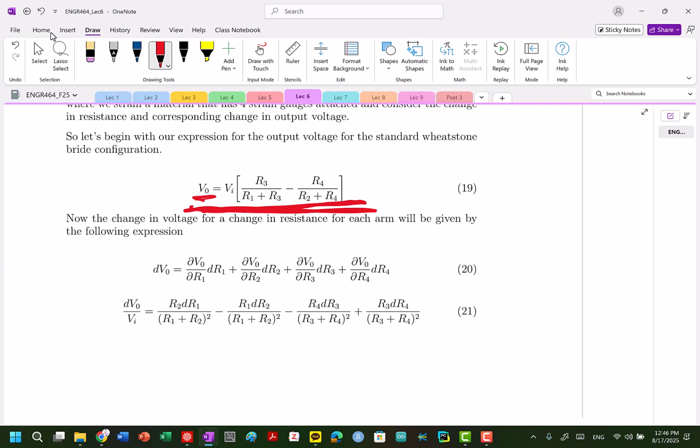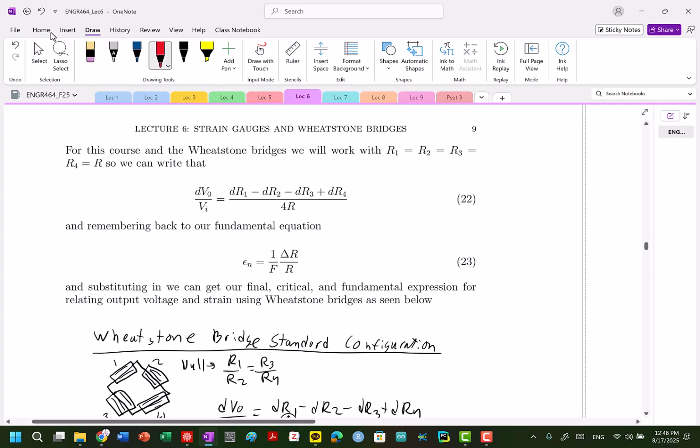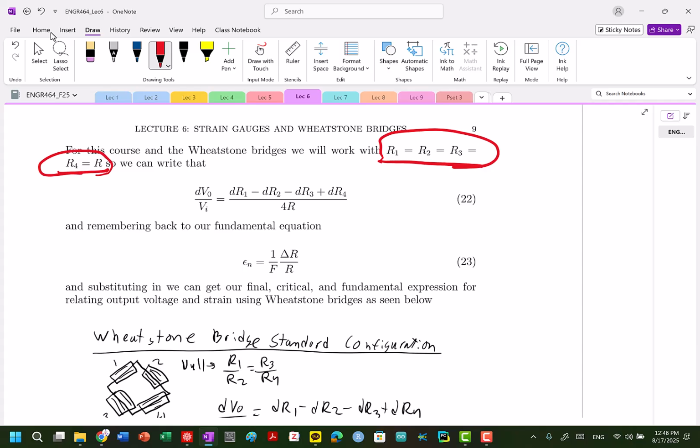So you see how the voltage changes as R1 changes, R2 changes, R3 changes, and R4 changes. And again, you can do those partial derivatives, rearrange some expressions, and we also can apply this. This is really important. In a standard configuration for Wheatstone bridges, it makes sense that if you want to be at balance, we need to make sure that all of the initial resistances of those strain gauges are equal. If not, then we're not at balance.